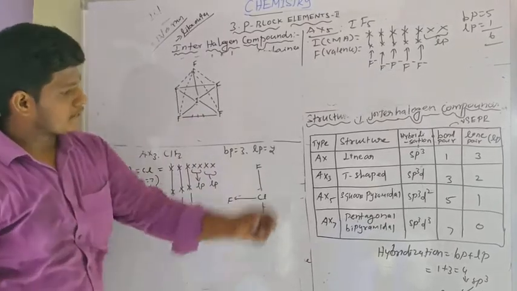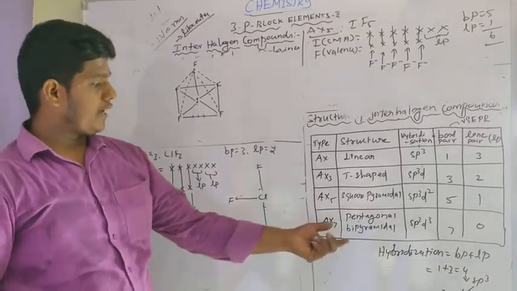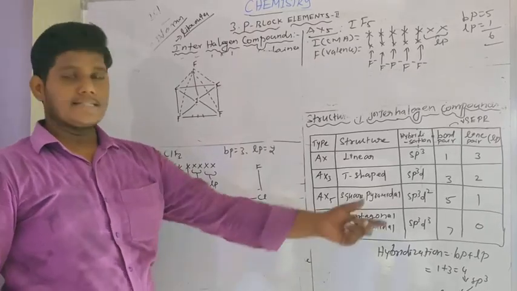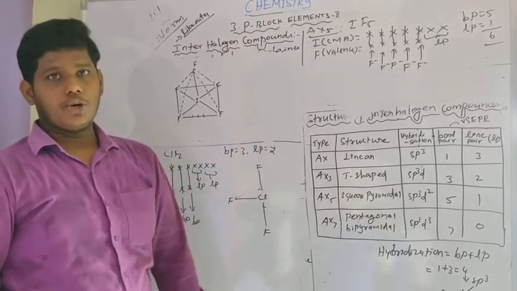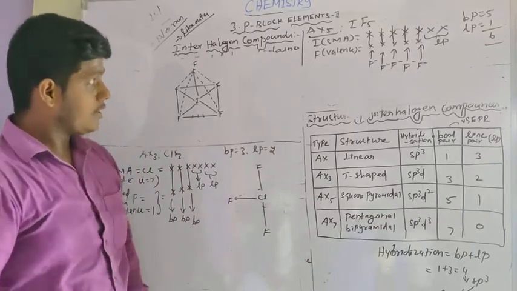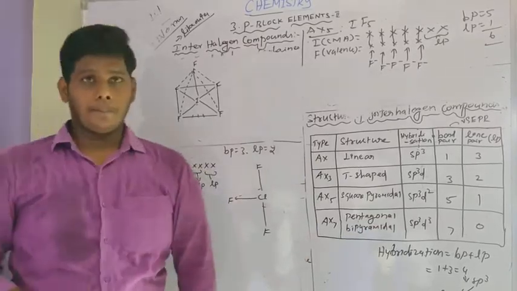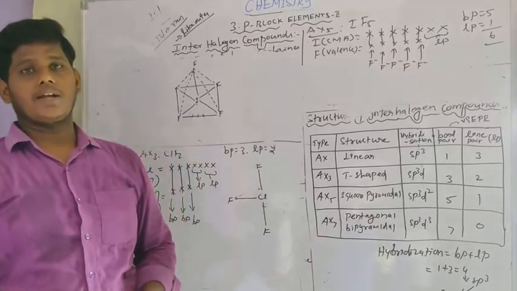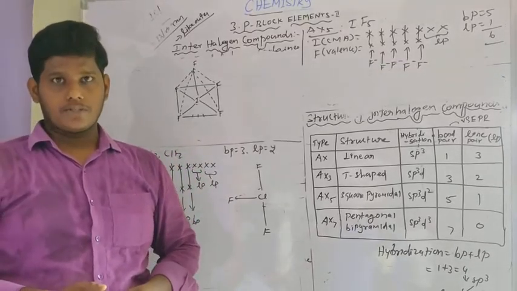Similarly, IF7 is pentagonal bipyramidal, with 7 bond pairs and 0 lone pairs. You find the structure is perfect. Okay, so these are the preparation types and the structures of the interhalogen compounds. Thank you, students.